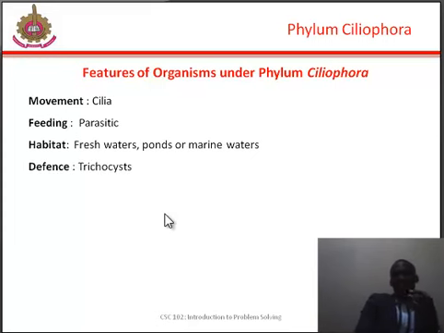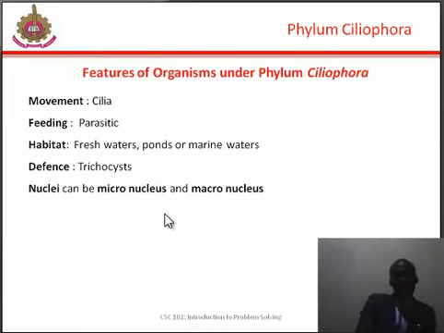They have tiny and toxic darts called trichocysts, which help in capturing their prey and in holding on to a surface. They have two types of nuclei, micronucleus and macronucleus. The macronucleus controls asexual reproduction, which comes up through a process called mitosis, while the sexual reproduction is by conjugation.